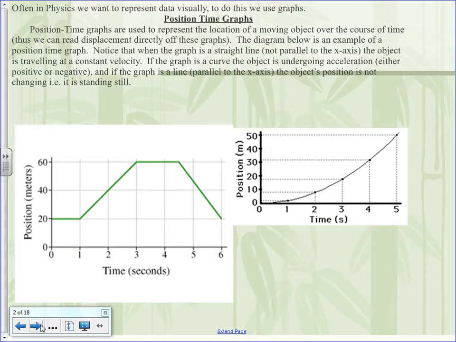So, position versus time graphs. Like we said, they represent the location of a moving object over the course of time. They tell us where something is during its travel. Now, looking at this graph here, this is telling me where the object is at various points in time. What is the object doing between 0 and 1 second? Right, it's not moving. How can we tell that?